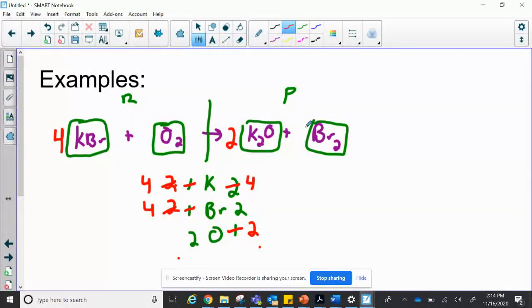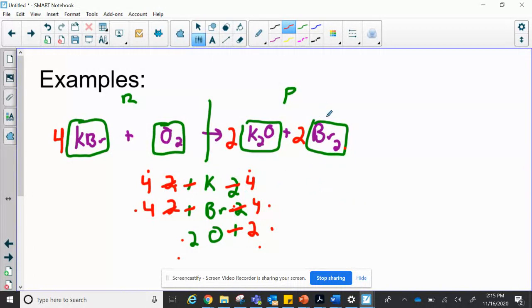So what I can do is come over here and put a 2 here. 2 times 2 is 4. So now I can look. I have 4 Ks on the reactant side, 4 on the product side. I have 4 Brs on the reactant side, 4 on the product side. I have 2 Os on the reactant side, 2 on the product side. Now I am balanced, okay?